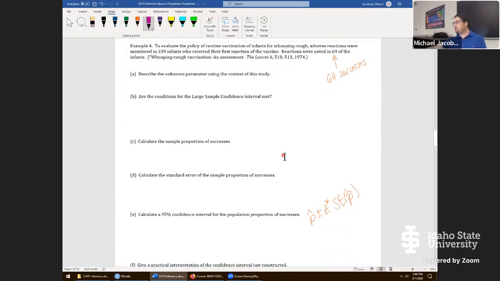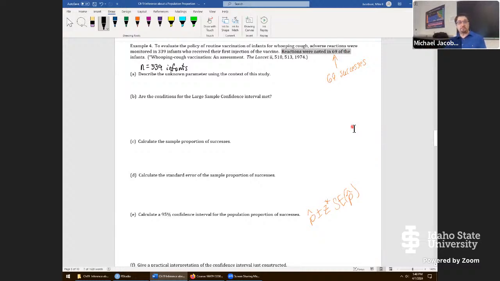We took a really quick look at this pretty old data, but this is nice data to practice with. We're looking at the evaluation of the policy of vaccination for whooping cough, and they're counting the adverse reactions in 339 infants. So it looks like we have a sample size of 339. What they want to study in this problem is those adverse reactions, whether mild or severe. They don't specify in this short write-up, but they did note that adverse reactions happen in 69 infants altogether.